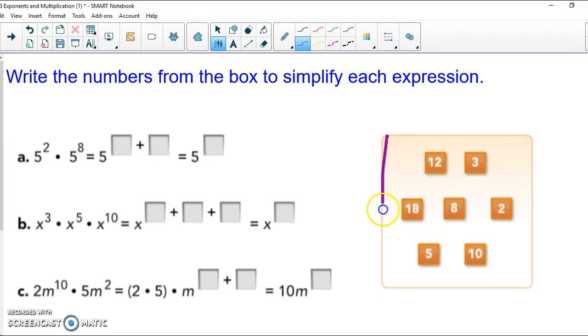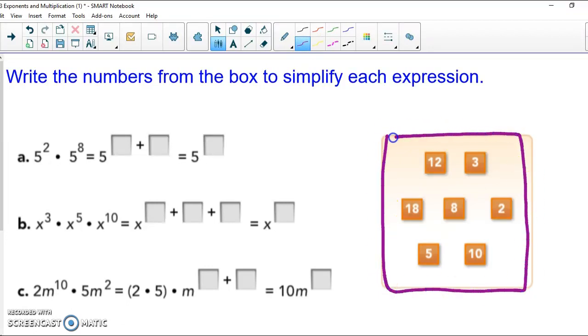We can use these numbers from the box over here to fill in the blanks over here. So in letter A, I'm doing 5 squared times 5 to the 8th power. I have the same base, they're both 5s, so I keep the base and I'm going to add my exponents. So this is the same as 5 to the 2 plus 8 power, which, 2 plus 8 is 10. So we could say 5 to the 10th power.